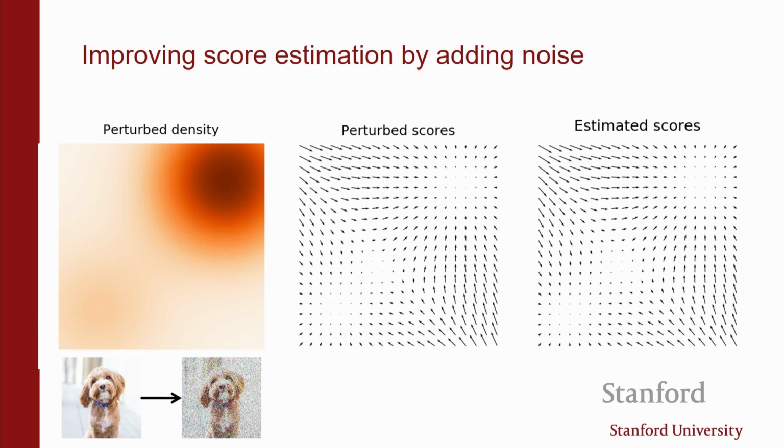So I haven't said how you do this. I'm saying you could even do sliced score matching here, not vanilla, but sliced score matching, to estimate this.